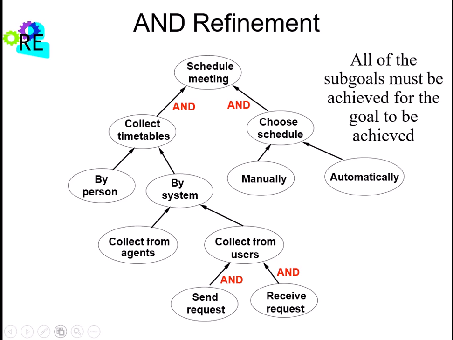Now remember that we will use two refinement types for shaping the model. One is called AND refinement and the other is called OR refinement. In AND refinement, all of the sub goals must be achieved for the goal to be achieved. This means for achieving this main high level scheduling meeting goal, the system must achieve these two sub goals: choose schedule and collect timetable.